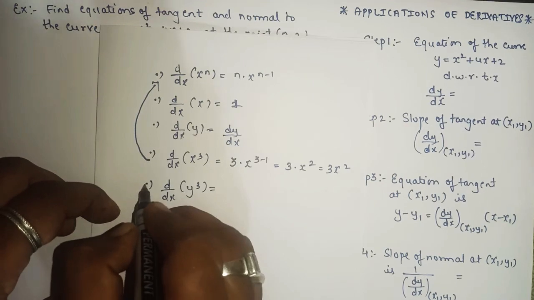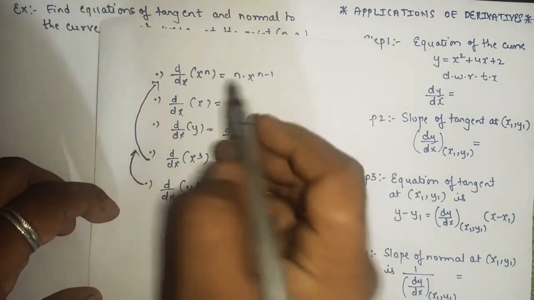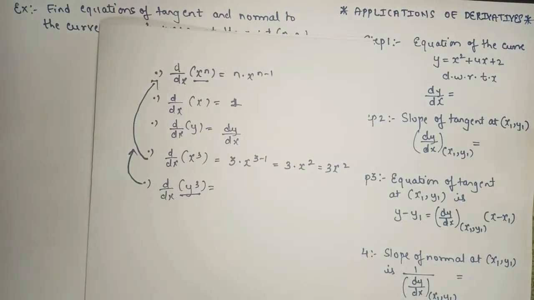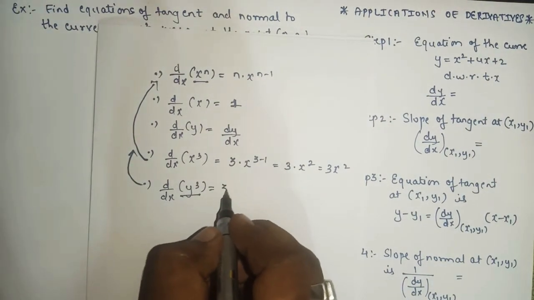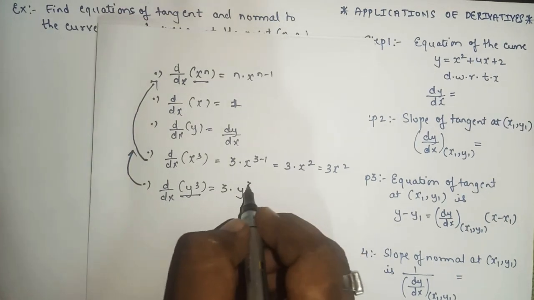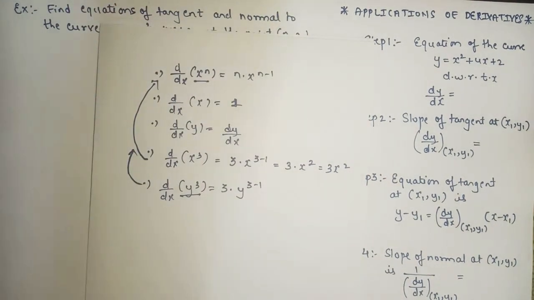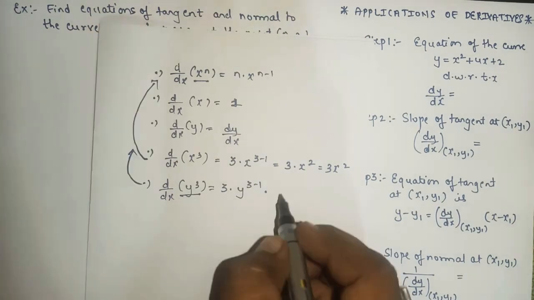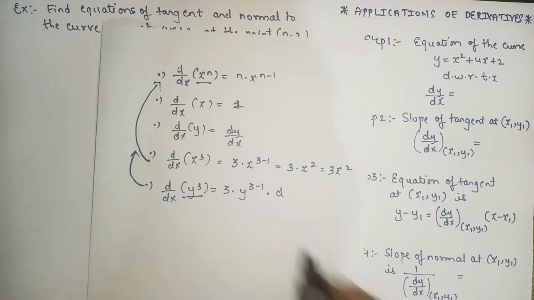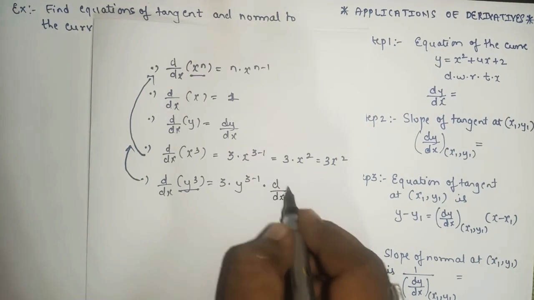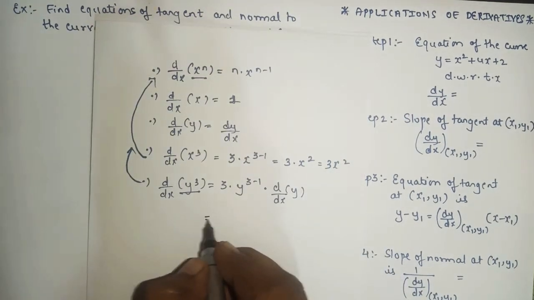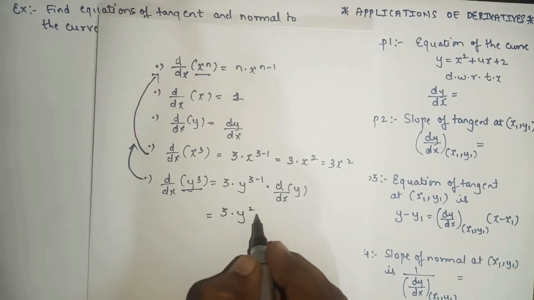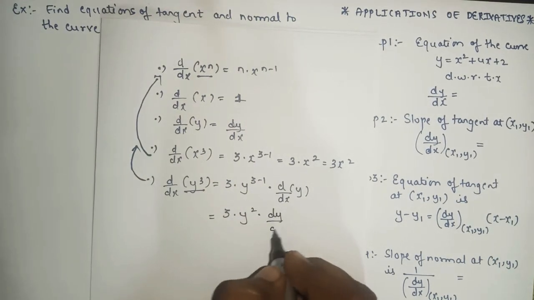Suppose this x is replaced by y cube. Again, this looks like x raised to n only, yes or no? Apply the formula x raised to n, so the answer will be n into x raised to n minus 1. But here x is replaced by y, so apply the chain rule. The chain rule will be d upon dx of y. So the final result for y cube will be 3 into y square into dy by dx.